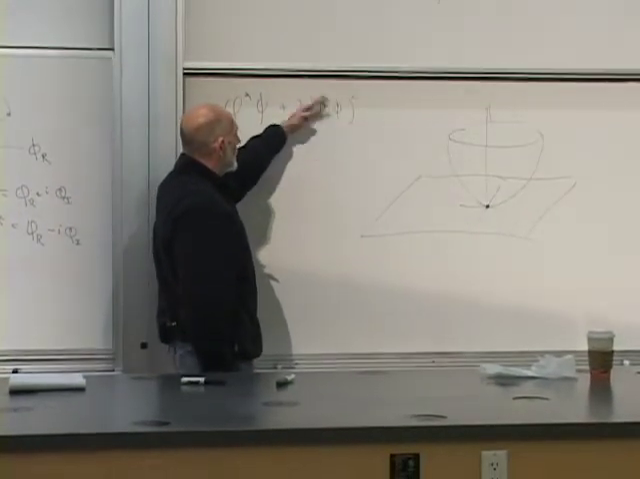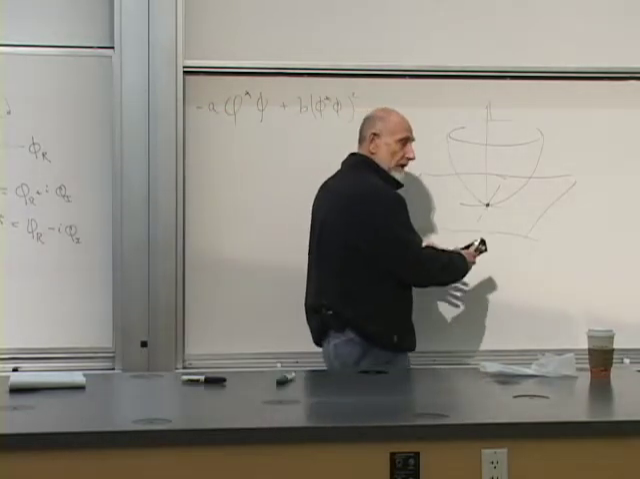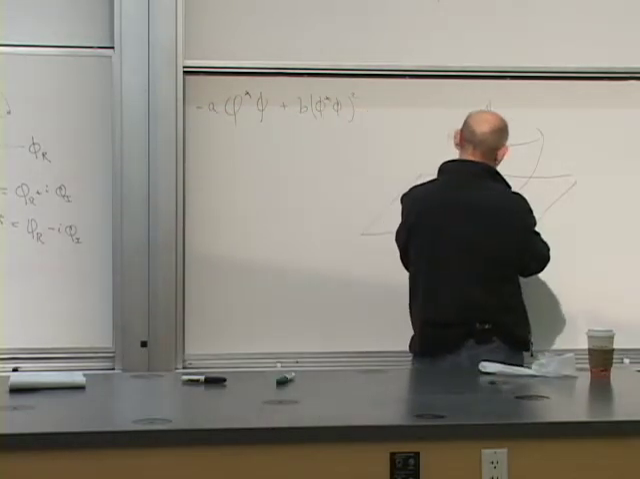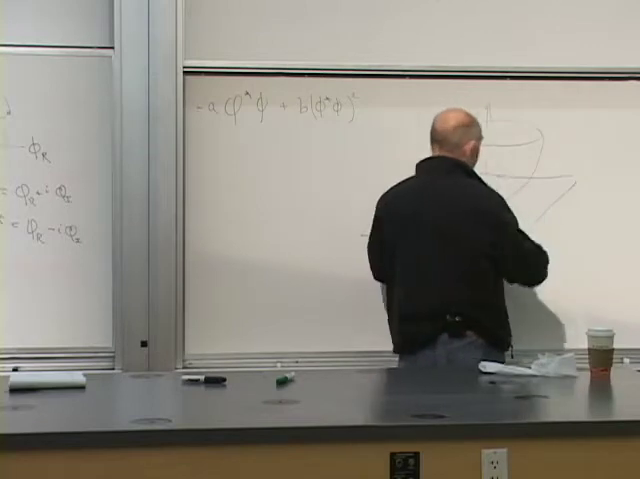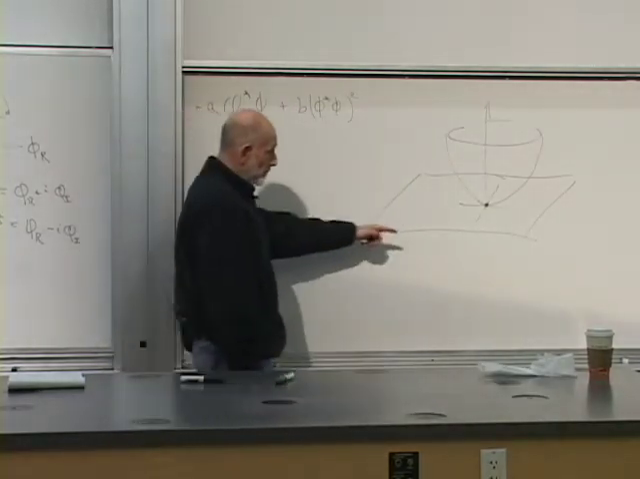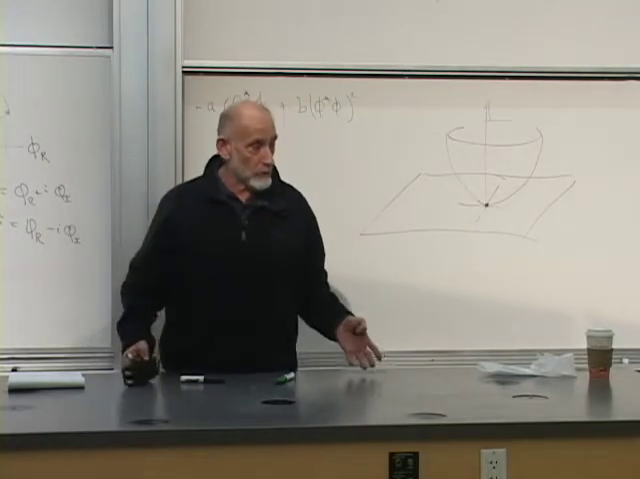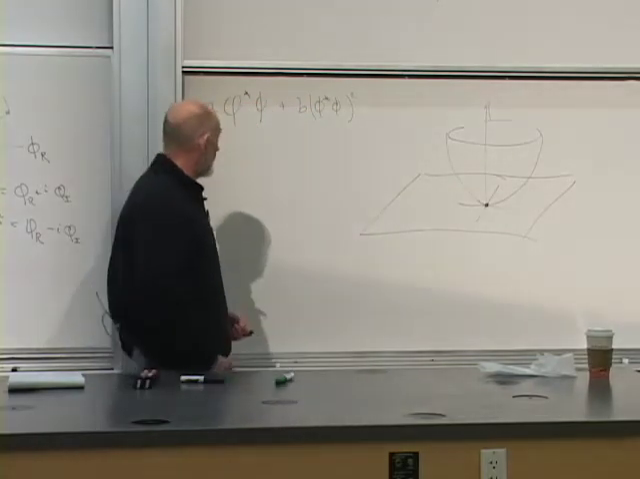And in fact, we could put in another term. It doesn't matter. The only specific ingredient here is that the potential is upward and continues to go upward so that the minimum of energy is right at phi equals zero. Under those circumstances, we would say there's no symmetry breaking, no spontaneous symmetry breaking.